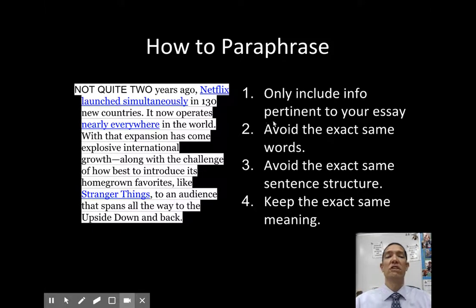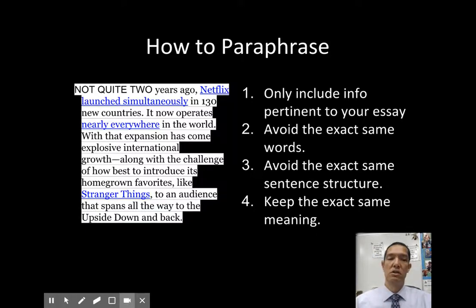Number one, only include the information pertinent to your essay. There's a lot of different information in this paragraph. I probably don't want to use all of it. A lot of times people just want, well, I need this whole paragraph and I need to paraphrase it. No, just the things that you need, okay? Avoid the exact same words, and I'll talk about that in a second. Avoid the exact same sentence structure. Don't just copy and paste it and change some of the words, okay? And then keep the exact same meaning.